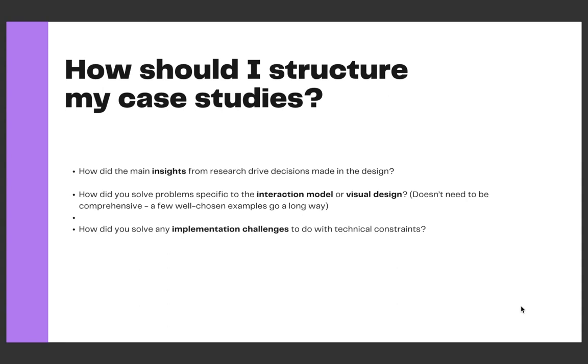How did you solve problems specific to the interaction models or visual design? If the problem had to do with a button or the color of a text, how did you solve it? What UX method did you use? What brainstorming method did you use? What principles guided your decisions? You need to list out all of these things and clearly explain them.